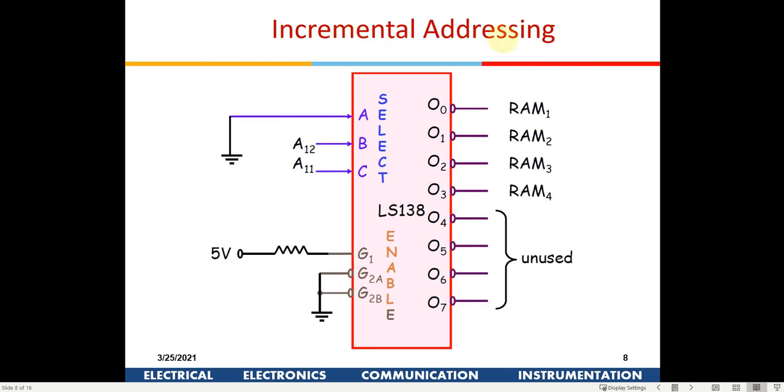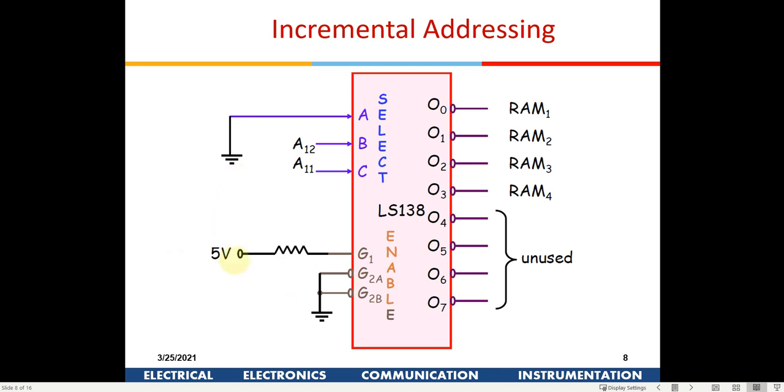A simpler method is known as incremental addressing, where you permanently ground these signals, because you are considering only 4 RAMs. So you permanently ground A, and you give a plus voltage in G1, and you ground these 2 signals also. Okay, so the disadvantage in this configuration is that if you want to add one more RAM later on, it is not possible once you have made a PCB based on this design, right? So you cannot expand your RAM later on. So this is the disadvantage, but it makes the hardware slightly simple.